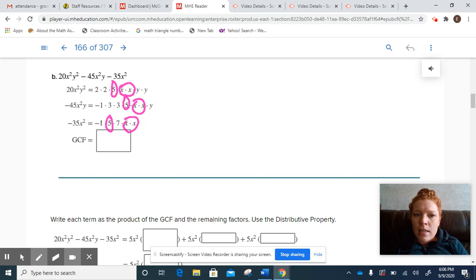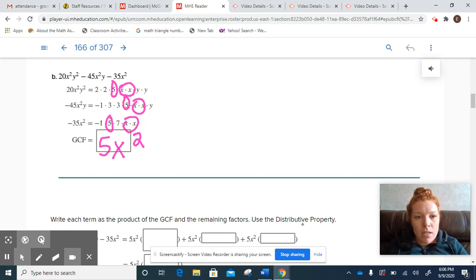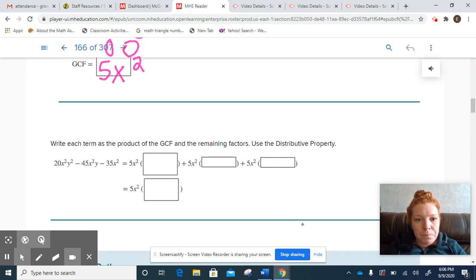And that is it. Some pieces have the 2s or -1 or a Y, and we are not going to take those because they have to each be the same. So I see 5, and then these 2 X's multiplied together makes X squared. So the GCF of this one is 5X squared. So I'm going to pop down here and do the next part.